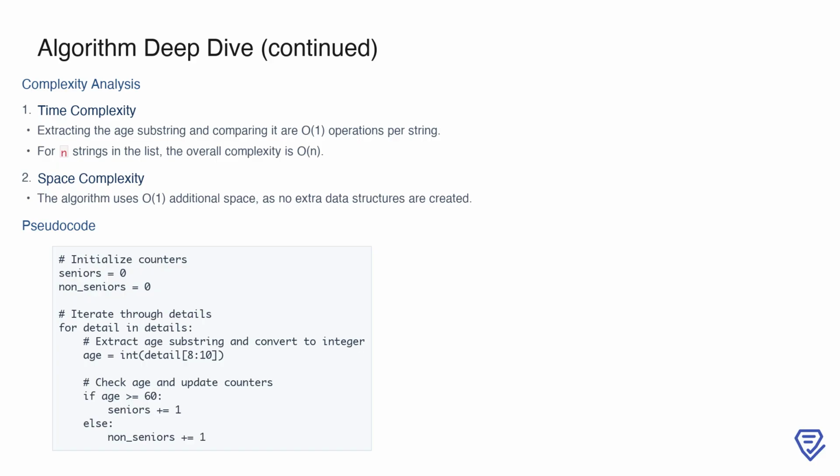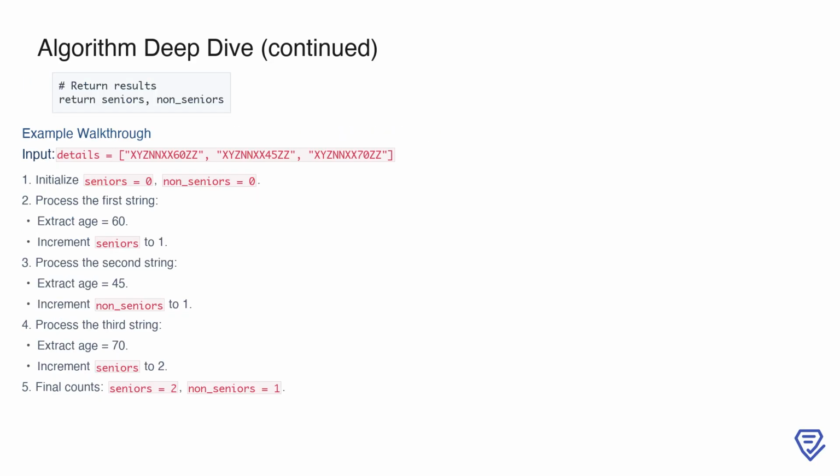To summarize the steps in pseudocode, we initialize 2 counters, seniors and non-seniors, to 0. Then, we iterate through each string in the details list, extract the age substring, convert it to an integer, and update the appropriate counter based on whether the age is 60 or greater. After processing all the strings, we return the counts of seniors and non-seniors as a tuple. Once we have implemented the algorithm, we can walk through an example to see how it works.